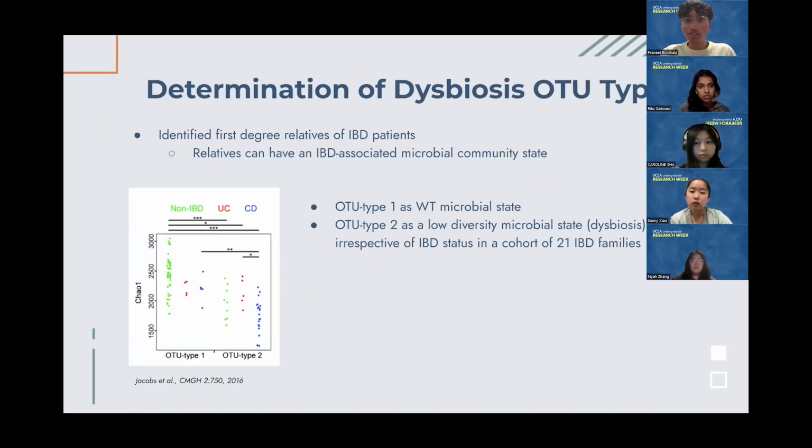First, to determine the OTU type associated with dysbiosis for our project, we had to identify first-degree relatives of IBD patients, because these relatives had OTUs, otherwise known as microbial community compositions, that reflected a dysbiotic state but were not necessarily diagnosed with IBD. The first group in our experiment acts as the control, OTU type 1 as a wild-type microbial state, and our second OTU type acted as the experimental state, which reflects dysbiosis, specifically from a cohort of 21 families with histories of ulcerative colitis.